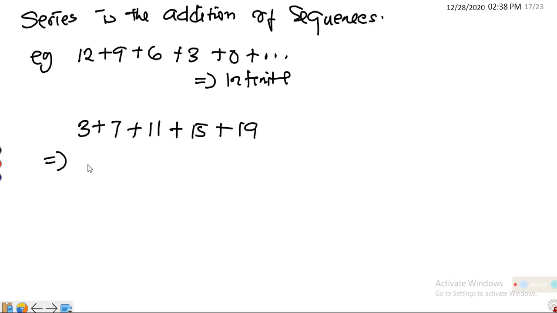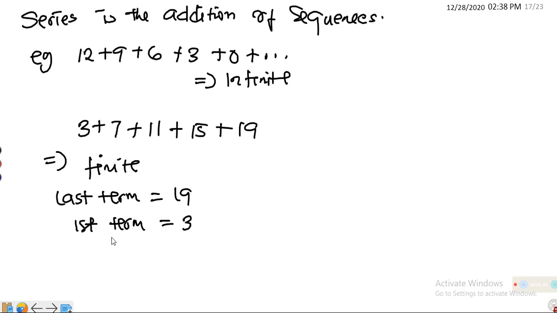This series is finite, and the last term equals 19, the first term equals 3, the second term is 7, the third term is 11, and the fourth term is 15. So this is an example of a finite series with a last term which is 19. That is, the last term is known, but in the first one we don't know the last term, so we say it is an infinite series.